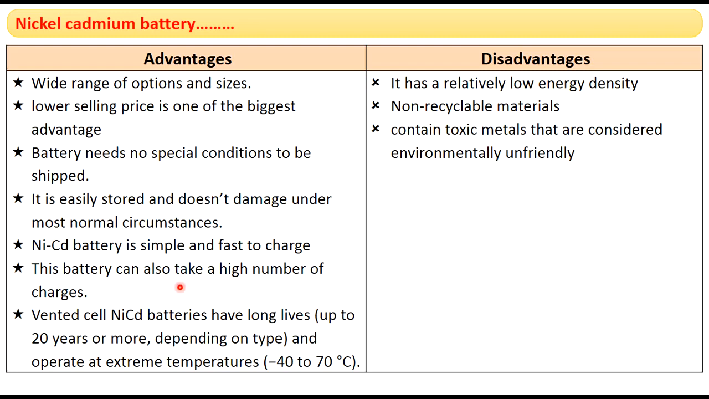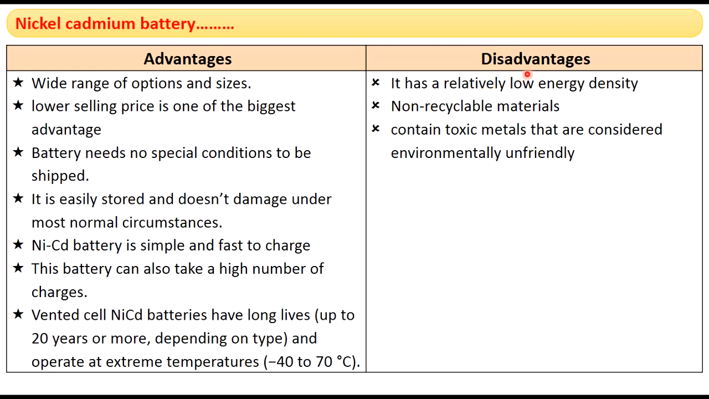Quick charging. Nickel cadmium battery has a high cycle life. That is another advantage. Vented nickel cadmium batteries have long lives. Some vented nickel cadmium batteries we can use up to 20 years. And these vented nickel cadmium batteries can be operated at extreme temperatures from minus 40 to 70 degrees centigrade. These are the advantages of nickel cadmium battery.